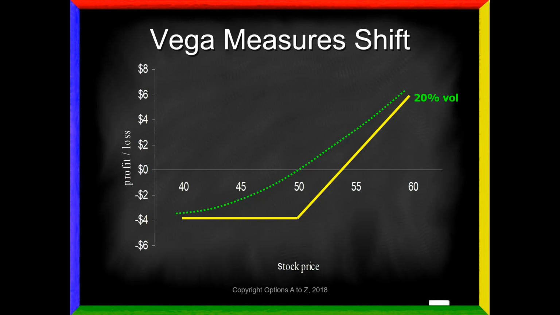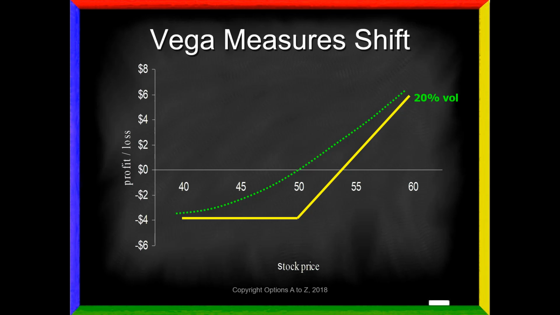Let's take a look at Vega graphically. We took a look at a profit and loss diagram like this in the theta class. And again, for people who are not familiar with these profit and loss diagrams, there is a separate video in here called Profit and Loss Diagrams. But the yellow curve shows us the expiration graph for, in this case, a $50 call purchased for $4. That's what our profits or losses will look like at expiration.